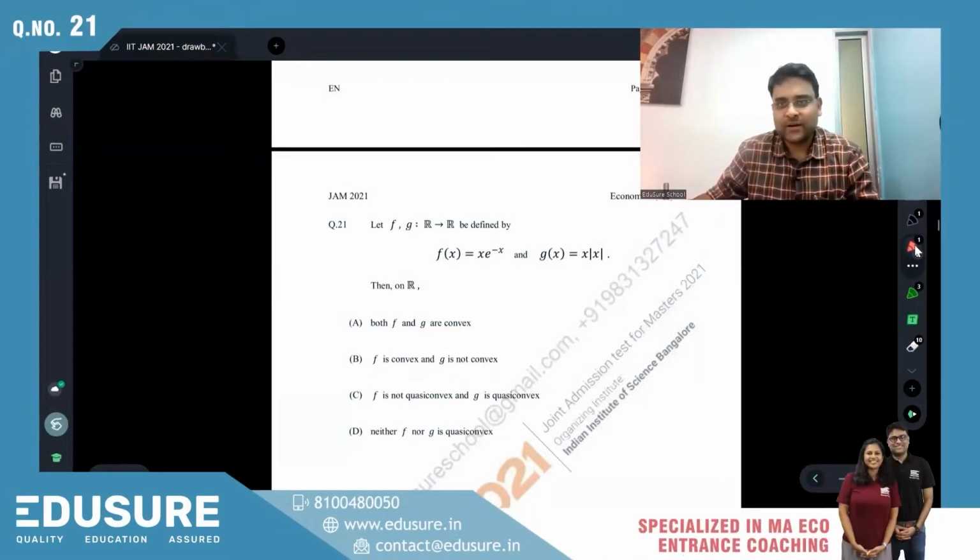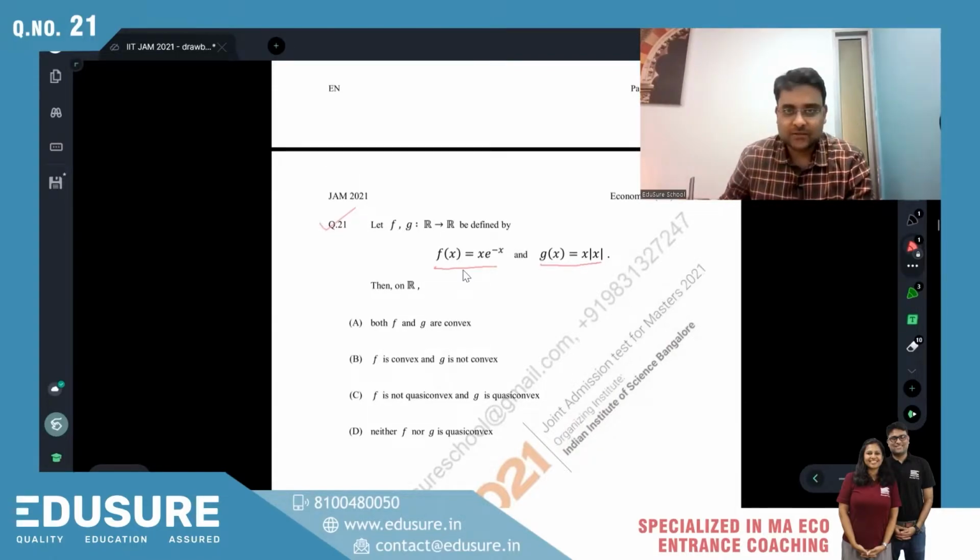IIT JAM 2021, question number 21. Let f and g be defined by, this is my f(x), this is my g(x). f(x) is equal to x times e to the power of minus x. So let's see what we can say about this kind of function. Let's try and find out the maxima or the minima of this.